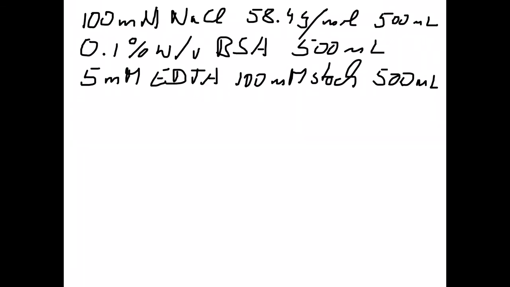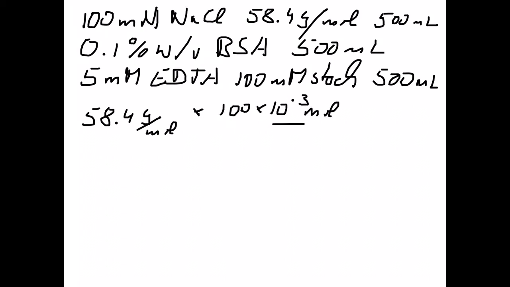Okay, now for the other components, we want to have 100 millimolar sodium chloride. How many grams? So we have 58.4 gram per mole times 100 times 10 to the minus 3 mole per liter times 0.5 liter, and this gives us 2.92 gram for the sodium chloride.